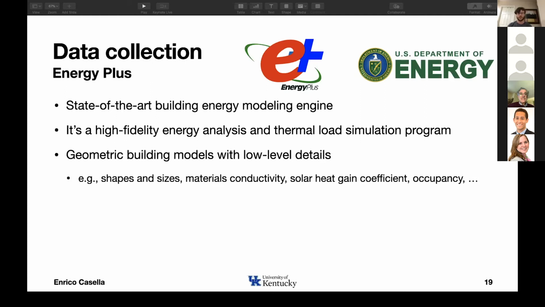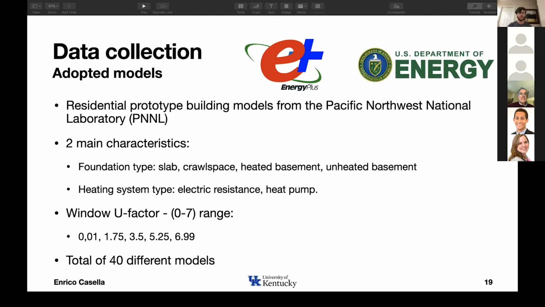And so we used models that were already made by the Pacific Northwest National Laboratory. And just to have heterogeneous models, we tried to use different types of houses and manipulate the data a little bit. So we have houses with 4 different foundation types. Some have basements, some have heated basements, and so on. And then as a heating system type, we focused on electric resistance and heat pump.